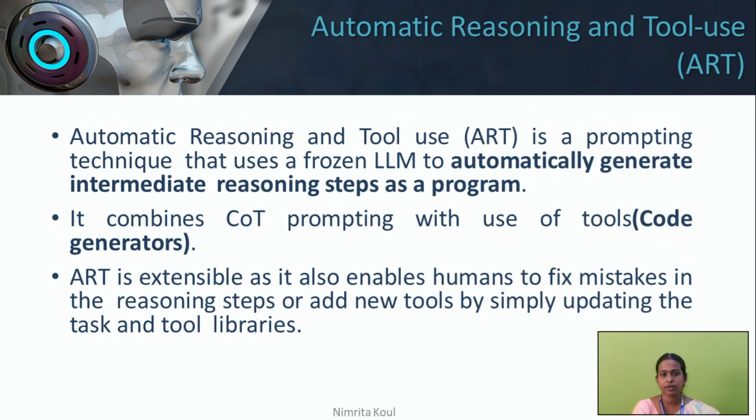So next one is the ART model. This ART model is a prompting technique, a very advantageous and advanced model, which is employed in ChatGPT 4.0. This version automatically generates intermediate reasoning steps. In the previous models, we provided the intermediate prompts ourselves. But in the ART model, it itself will generate the intermediate steps.